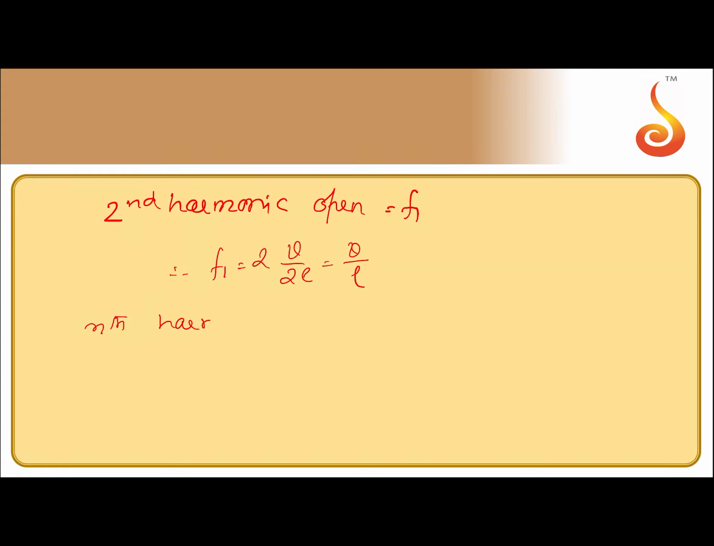The nth harmonic of the closed pipe is F2. That is N times V by 4L is equal to F2. N is equal to 1, 3, 5, etc. Only odd harmonics are generated. So F2 is equal to N by 4 into V divided by L, that is F1. So F2 is equal to N by 4 times F1.